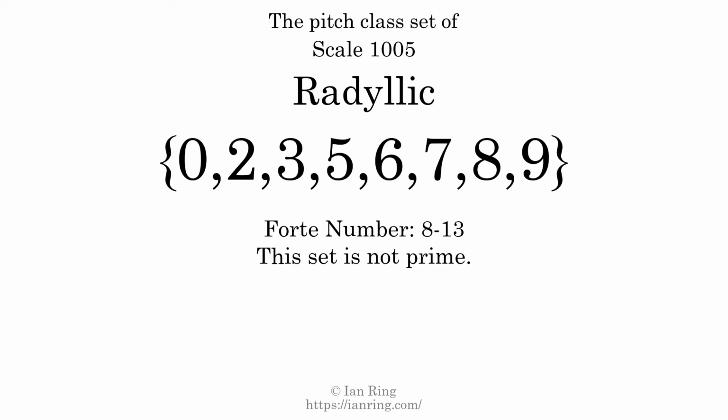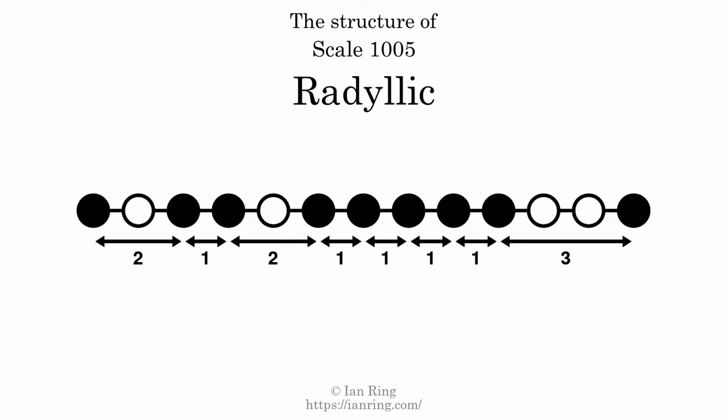The pitch class set for this scale is 0, 2, 3, 5, 6, 7, 8, 9. The fault class is 8, 13. This set is not prime. The structure of a scale is a description of the interval distance between each successive tone. This scale has a structure of 2 1 2 1 1 1 1 3.